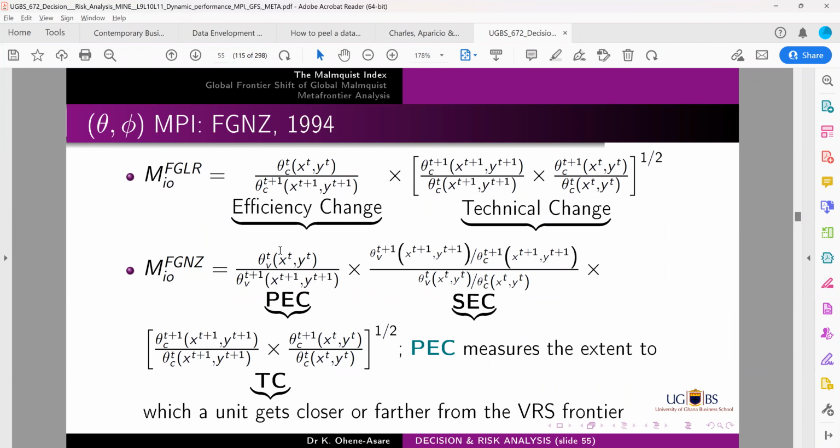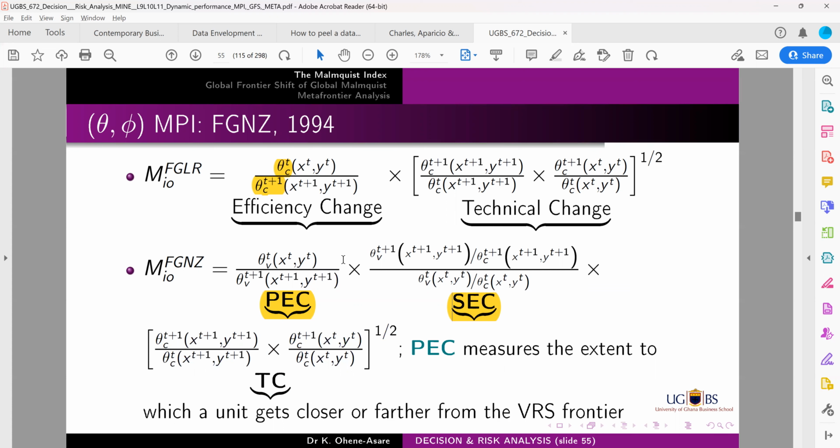Okay, all right. So what Fare, Grosskopf, Norris, and Zhang did is that they took the efficiency change you see here. Watch it. The efficiency change that you are seeing here is under constant returns. Look at it carefully. See, subscript C indicates that it's under constant returns. What they did is that they split this efficiency change into 2. So how? They looked at pure efficiency change, and then they looked at scale efficiency change. Of course, they must have a reason for doing that.